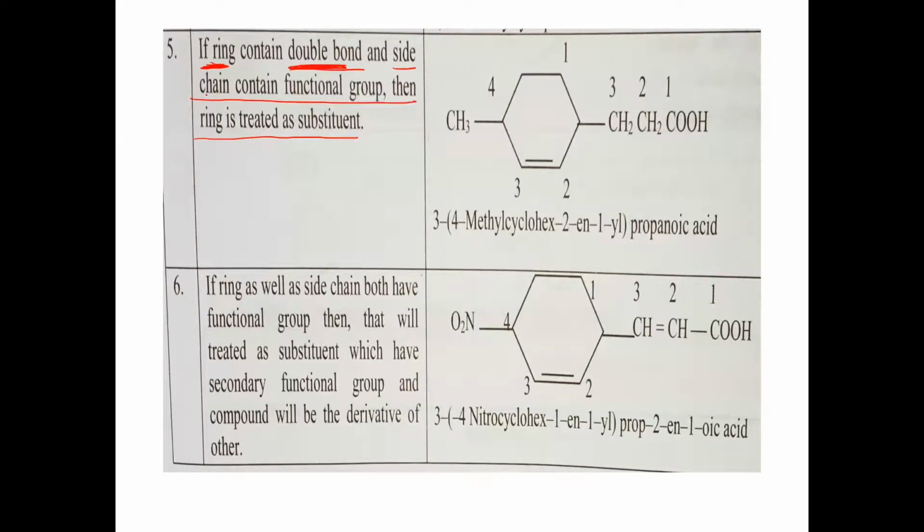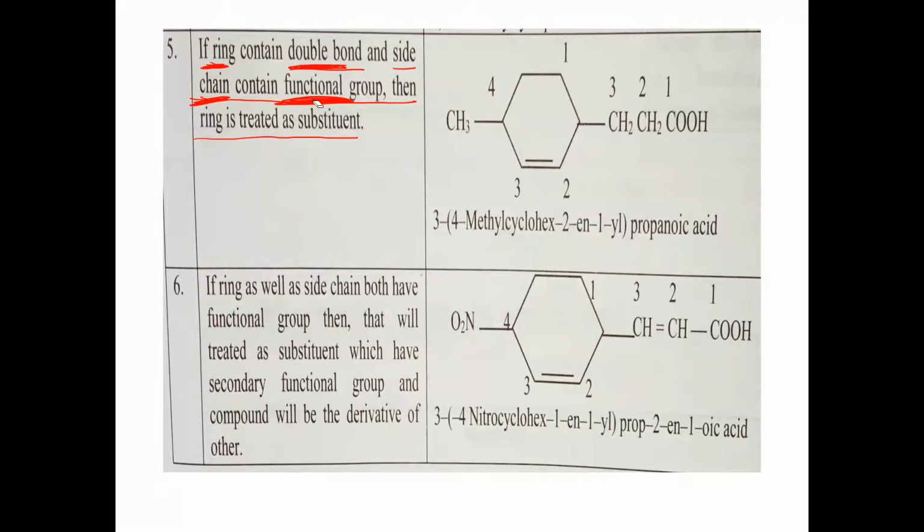But the chain contains what? A functional group. Now, is the functional group more priority or the double bond? The functional group is more priority than the double bond. That's why wherever a functional group is there, that only should be taken as the parent. Wherever a multiple bond is present, that is taken as a substituent. Now, if the ring contains a double bond and the chain contains a functional group, in this case the ring is taken as a substituent, because the ring contains only a double bond.